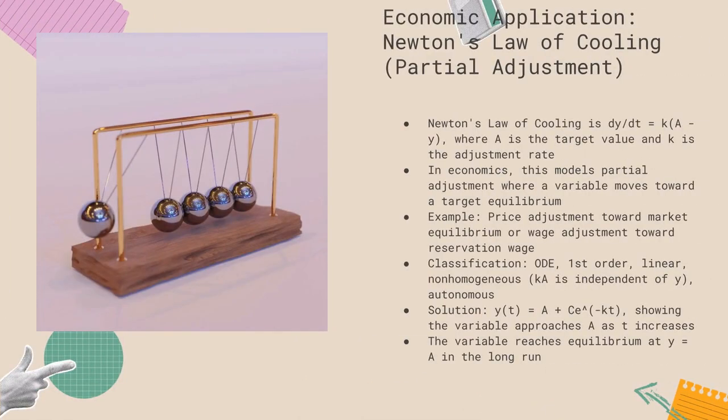Newton's law of cooling, which models partial adjustment, is dy/dt equals k times (A minus y). It is classified as ODE, first order, linear, non-homogeneous, and autonomous. The variable y adjusts toward the target equilibrium A in the long run.